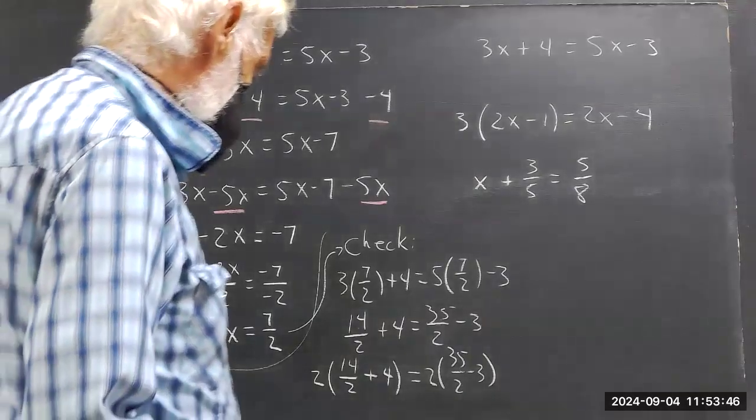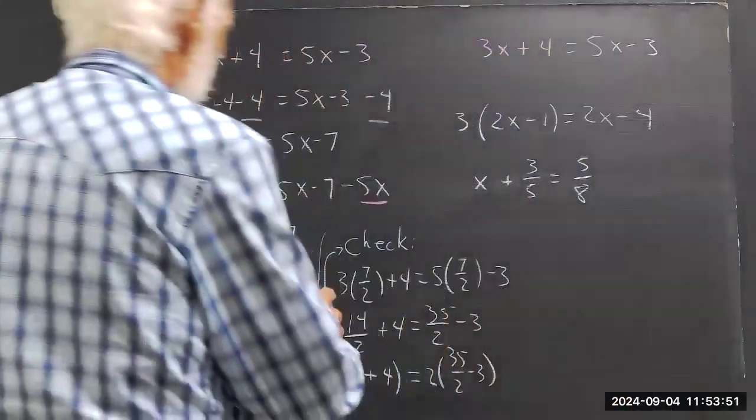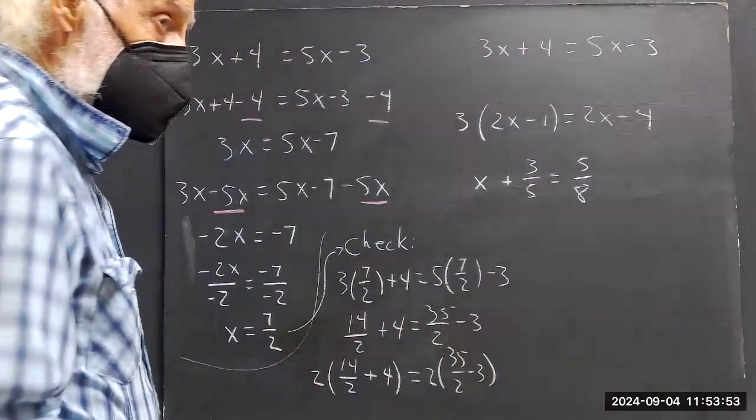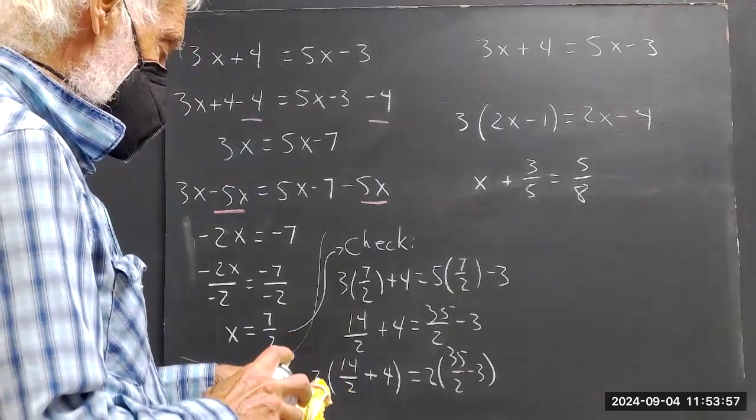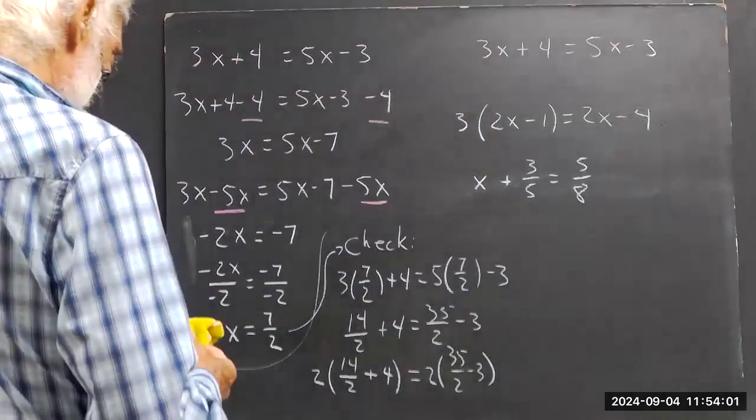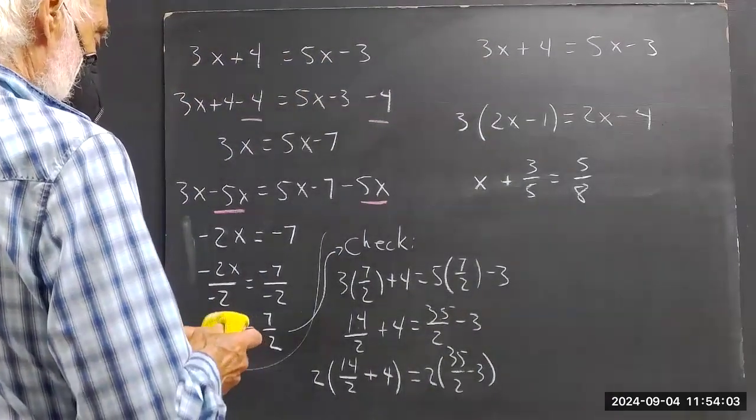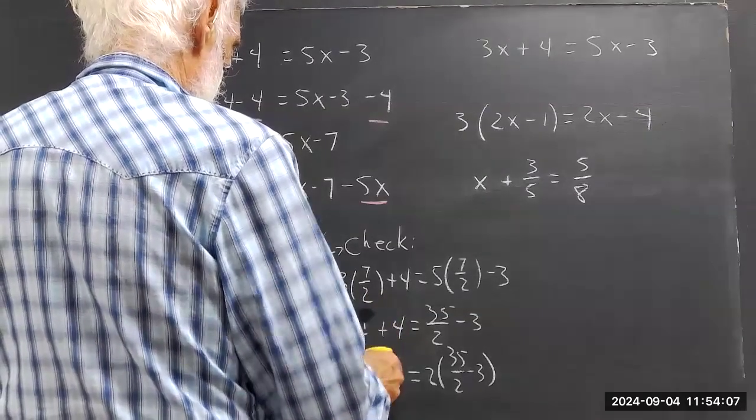And let me fix something. 3 times 7 ain't 14, is it? 21. It's not going to work out. It's going to end up with a fraction on one side, no fraction on the other side. So got to check my own check. So that should be 21.